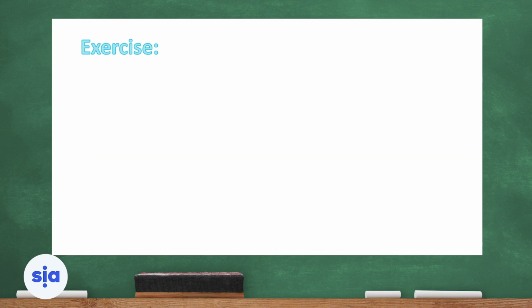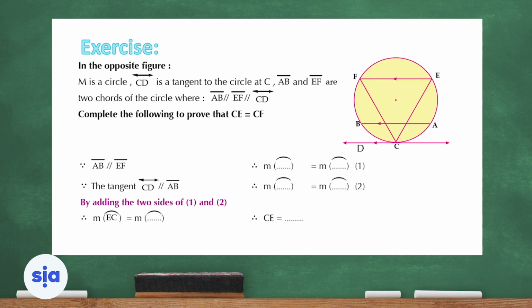Let's go to another exercise. In the opposite figure, M is a circle where CD is a tangent to the circle at C. AB and EF are two chords of the circle where AB is parallel to EF, which is parallel to CD. How do we complete the following to prove that CE is equal to CF?